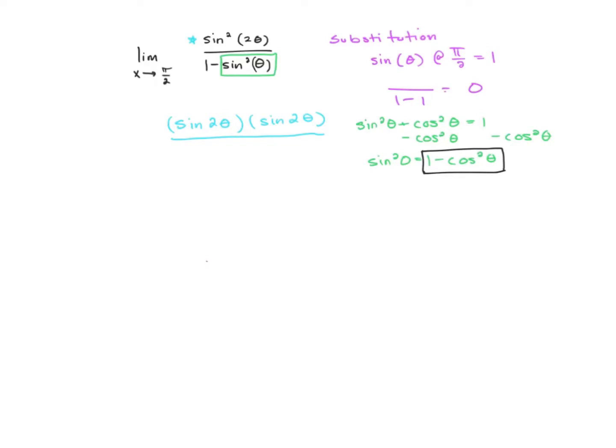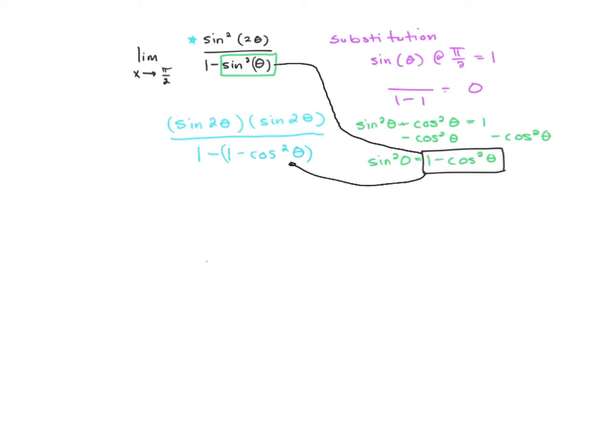So in rewriting it, we get 1 minus 1 minus cosine squared theta. So what we did was essentially took this piece here and then replaced it here. So you'll see a lot of substitution and replacement using trig identity.